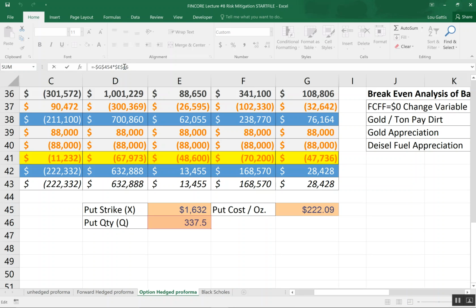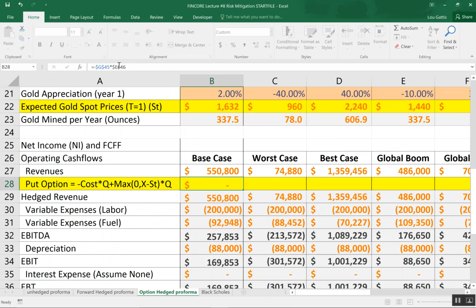Oops, I got the wrong cell there. Hold on. So it's going to be equal to minus 222.09 times the ounces. I'm going to anchor both of those. So if nothing happens to gold, Todd just wasted $74,000 to buy this option.